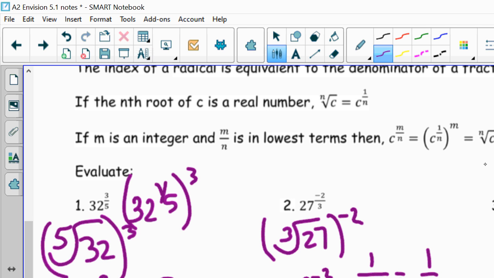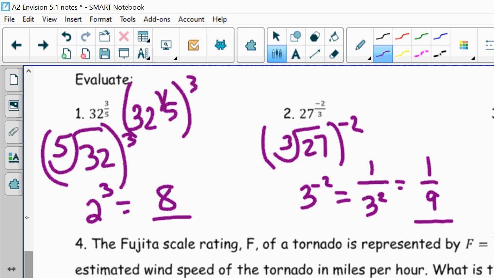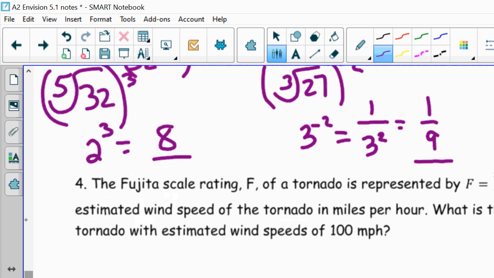Right. So let's look at a word problem. The Fujita scale rating F of a tornado is represented by F equals the cubed root of the quantity W divided by 14.1, all of that squared, and then minus 2, where W is the estimated wind speed of the tornado in miles per hour. What is the Fujita scale rating of a tornado with estimated wind speeds of 100 miles per hour? So in tornadoes, we've heard of F1, F2, F3, F4, F5. This is where they come up with that.